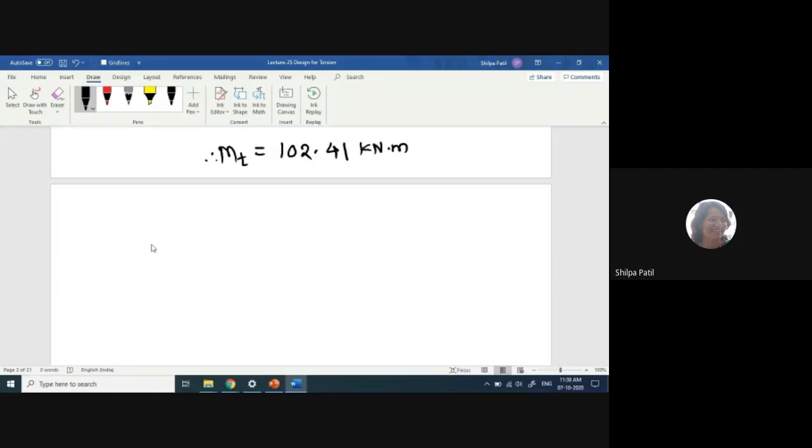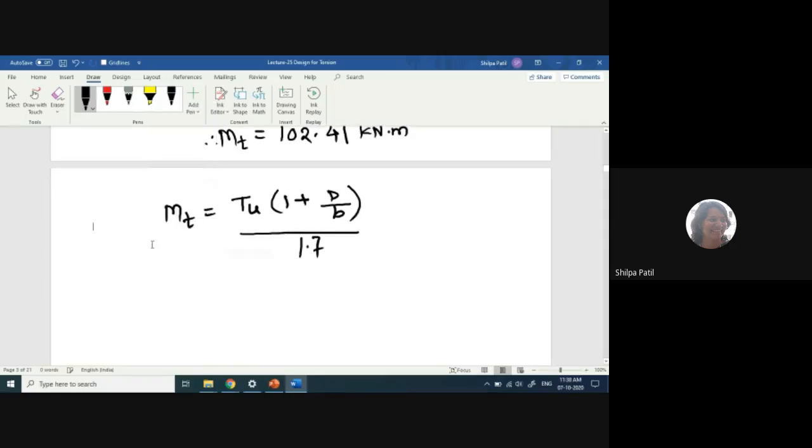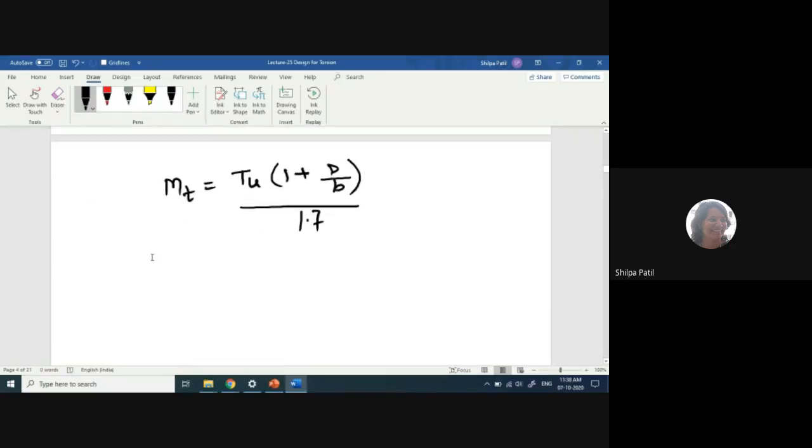Okay, MT value we have calculated. Now what exactly do we have to calculate? Not only MT. MT is actually the effect of torsional moment on the beam. So truly speaking, we are required to calculate the torsional moment, that is TU. Based on MT, what is the formula? MT is equal to TU into (1 plus D upon B) divided by 1.7. Correct. Put all these values now in this equation. We have MT, we have D, B. We can find out TU now easily.